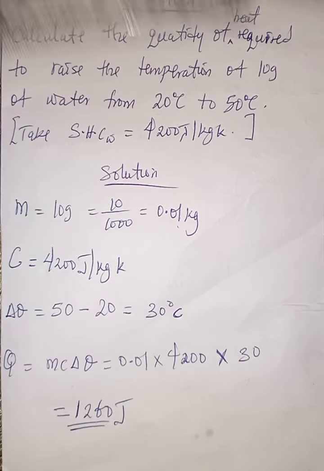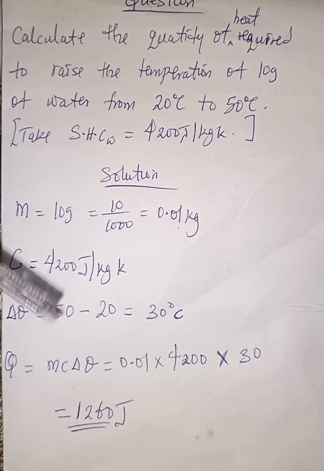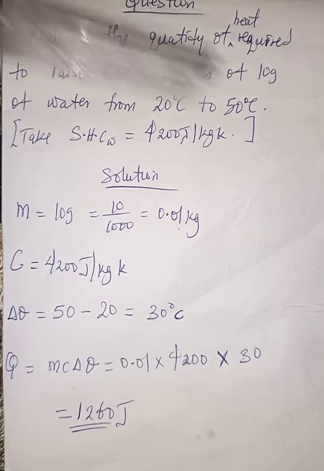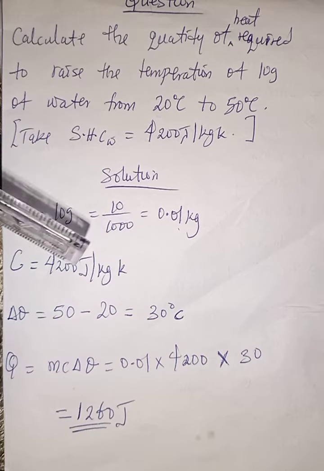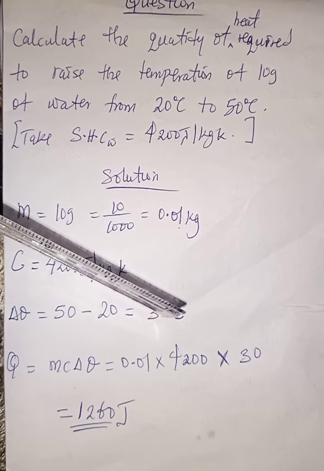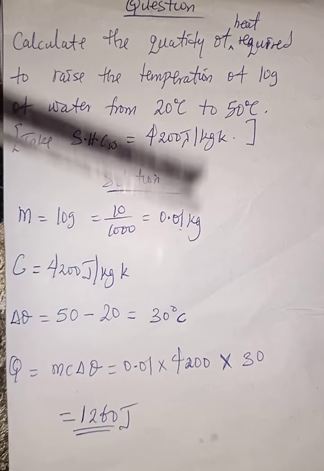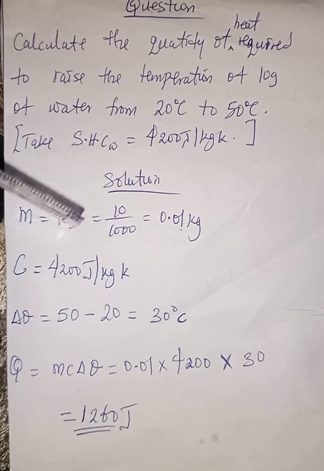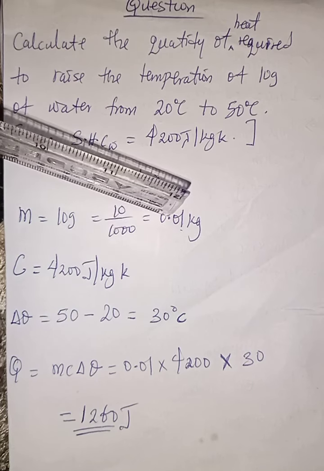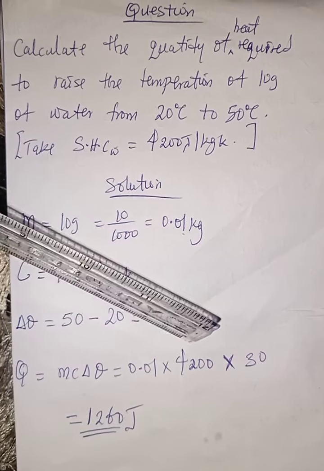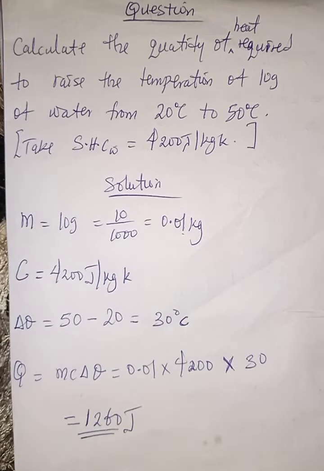Alright, the change in temperature will be the final temperature minus the initial temperature, which is 50 minus 20, giving us 30 degrees Celsius. If you convert both to Kelvin, the change in temperature will still be the same. That's why even though the specific heat is in joules per kilogram per Kelvin, you can still use this to solve. It will still be 30 degrees Celsius or Kelvin. Converting 10 grams to kilograms, we have 10 divided by 1000, which gives 0.01 kilogram. Substituting into the formula Q = mc dθ, this gives us 1260 joules.